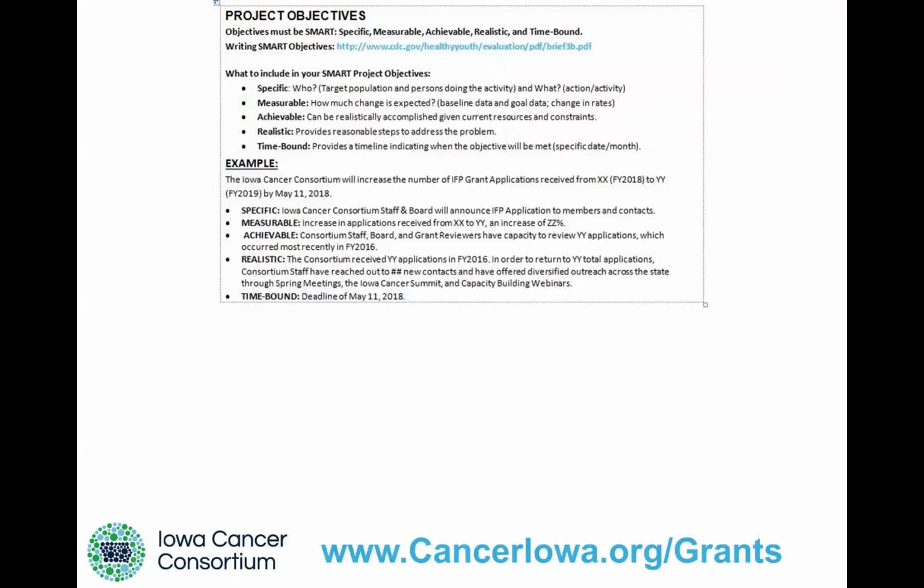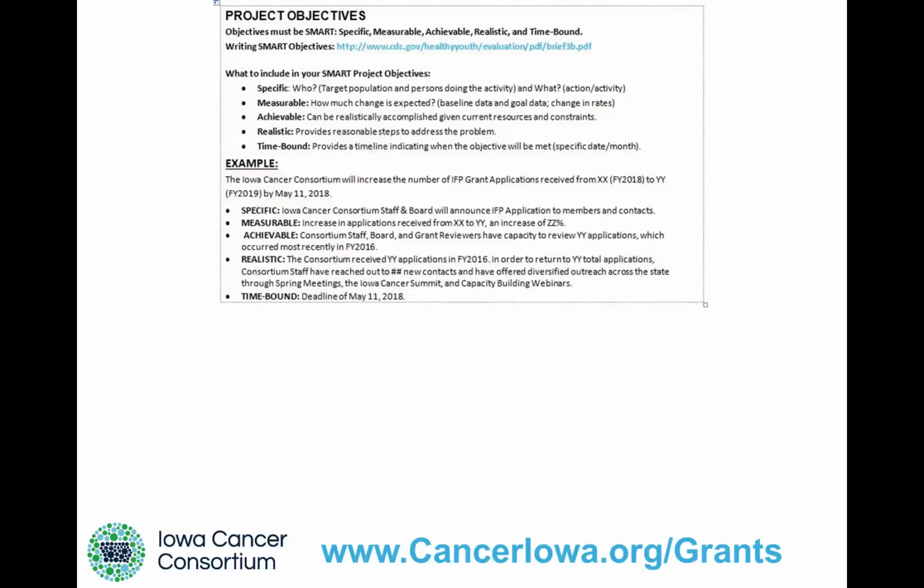So for our example, for specific, the Iowa Cancer Consortium staff and board will announce the IFP application to members and contacts. That's how we're meeting this goal and who is actually doing it. For measurable, we're looking for an increase in applications received from blank to blank, an increase of blank percent. So really show us how much change is expected. Data helps here, goal data and a change in rates can be shown as well.